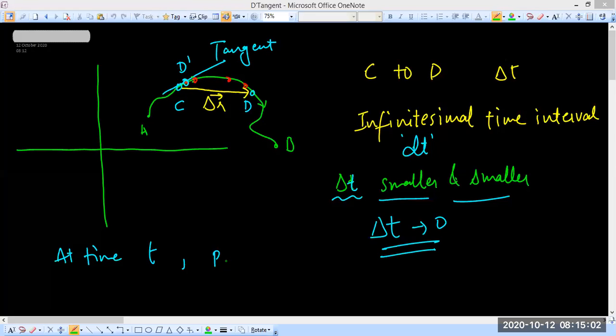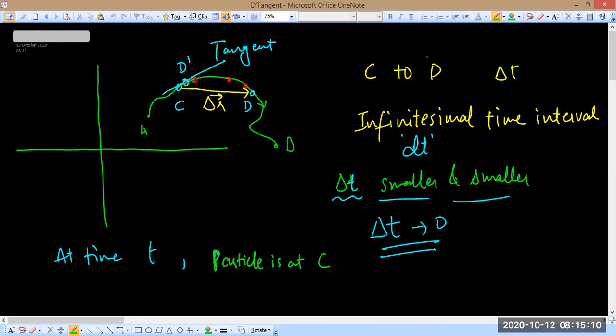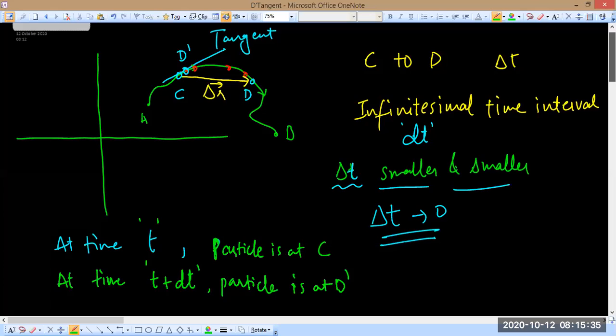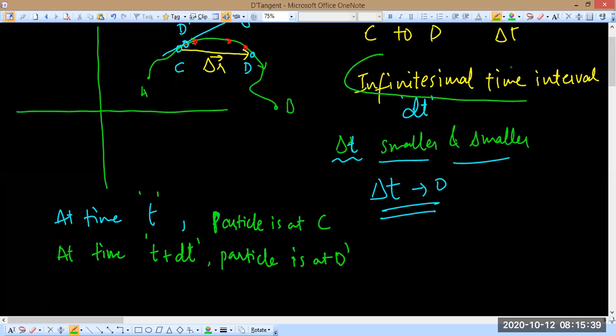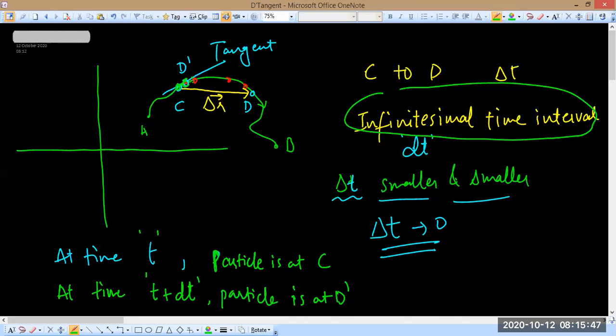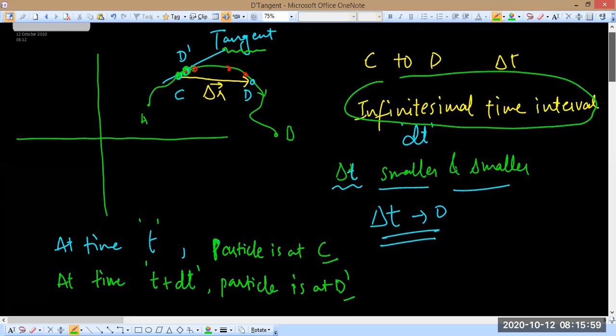So at time t, particle or person is at C. And then after a very small time, t plus dt, the time interval is only dt. The particle is now at D dash. So here, when we take infinitesimal time intervals, in that infinitesimal time interval the displacement is from C to D dash. But you see that displacement is in the direction of the tangent.